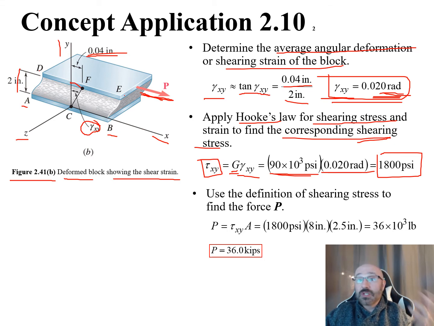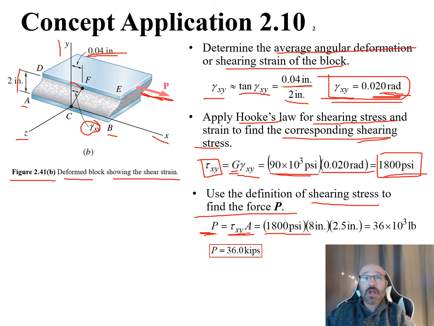So now using the definition for shearing stress, we can back out and find our force P. When we rearrange it, our shearing stress is equal to pressure over our area, so if we move the A over and multiply our area by our tau XY, we can get our load. We have our tau XY that we just solved for above, 1800 PSI. Our area we can calculate from the dimensions they gave us in the initial diagram.